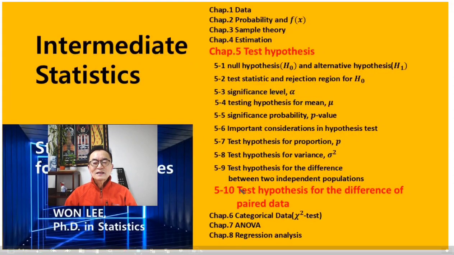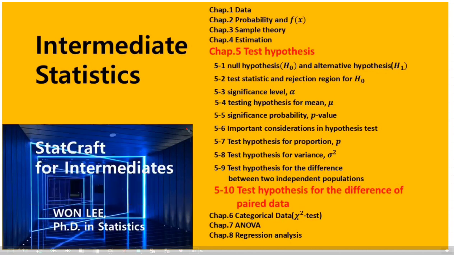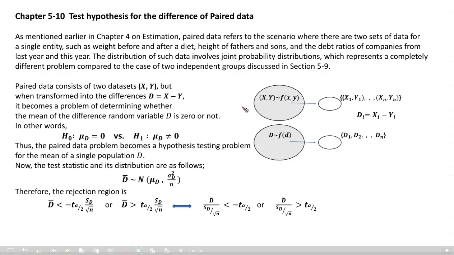Today, the topic is testing hypotheses for the difference of paired data. The previous lecture topic was testing hypotheses for the difference between two independent populations. So, can you catch the difference? We studied this kind of thing in chapter 4, estimation. So, same thing, what happens in hypothesis testing? It is not much different, actually. Let's see. Testing the hypothesis for the difference of paired data is like a one population problem.